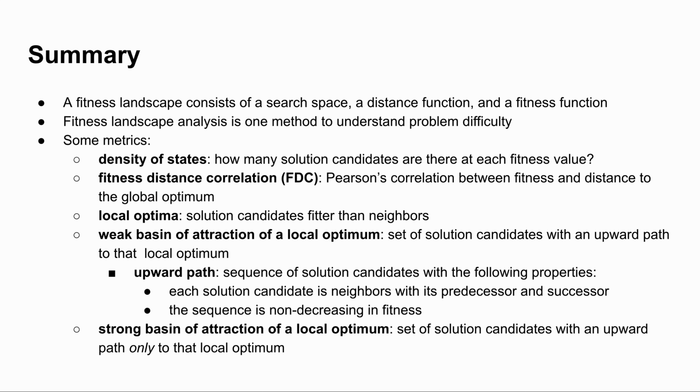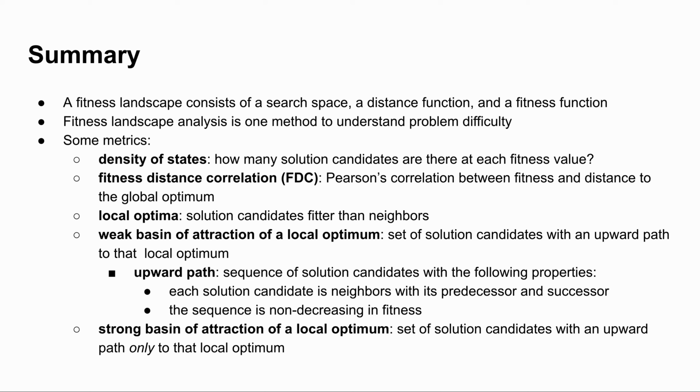Let's summarize what we've learned today. We learned that a fitness landscape consists of a search space, a distance function, and a fitness function, and fitness landscape analysis is one method we can use to understand problem difficulty. One metric we looked at is density of states, which answers the question of how many solution candidates there are at each fitness value. Fitness distance correlation, or FDC for short, is the Pearson correlation coefficient between fitness and distance to the global optimum. A local optimum is a solution candidate that is fitter than its neighbors.